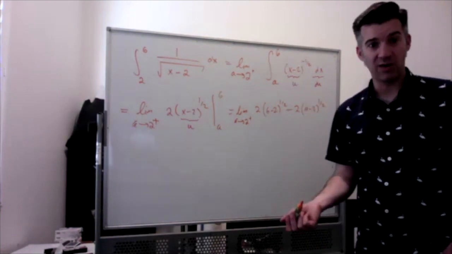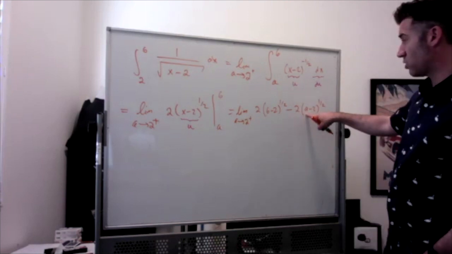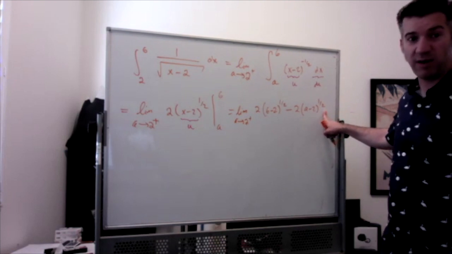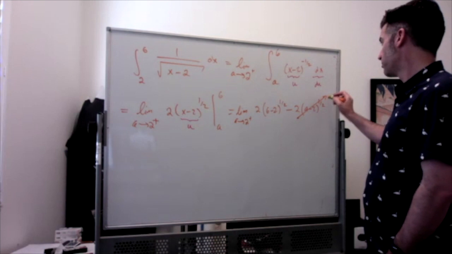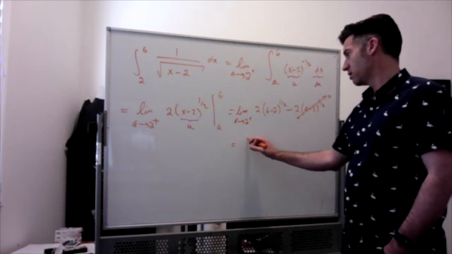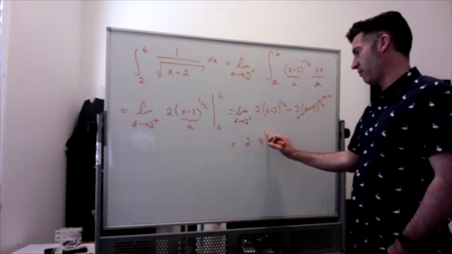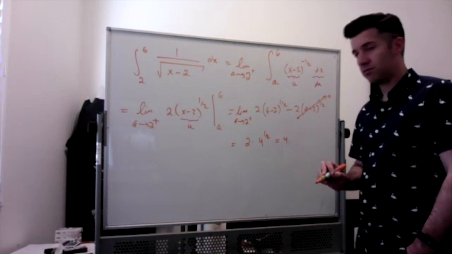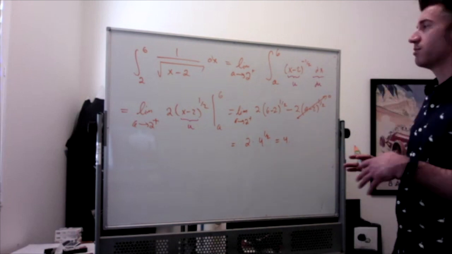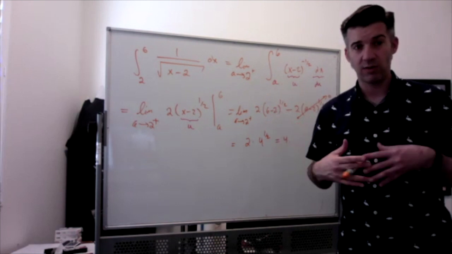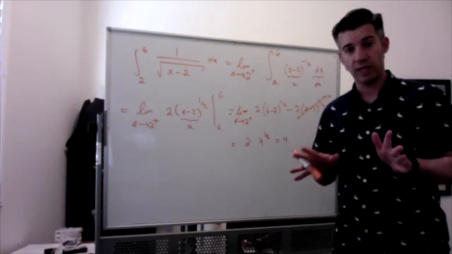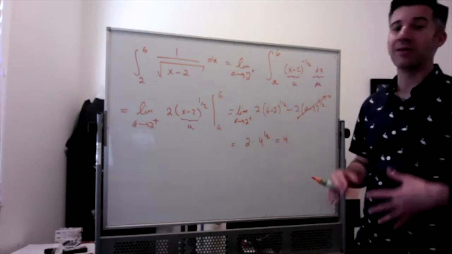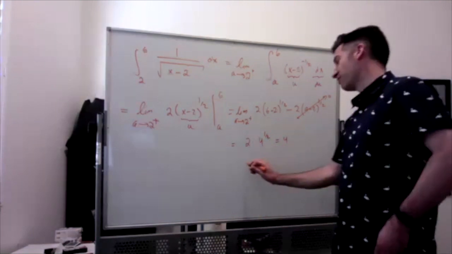All right, and now you let a go to 2. So if a goes to 2, 2 minus 2 is 0, and 0 to the 1/2 power is perfectly fine. 0 to a positive power is just 0. So I end up getting 2 times 4 to the 1/2 power. Square root of 4 is 2, 2 times 2 is 4. Basically, if you end up doing one of these improper integrals and you're getting 0 to a positive power, you're set. If you're getting 0 to a negative power, you're screwed. Not screwed. The integral does not converge. So this integral converges to 4.